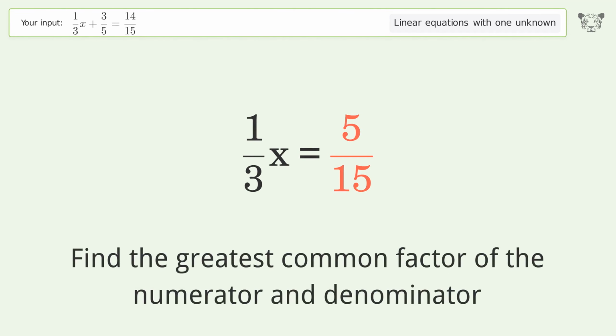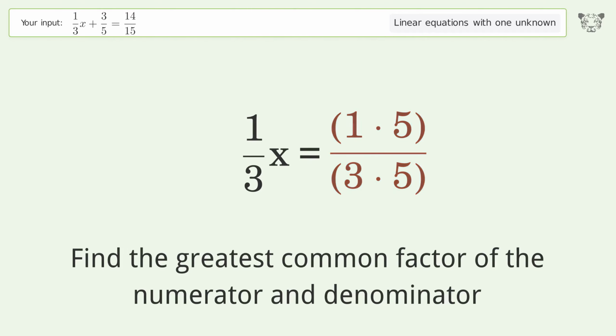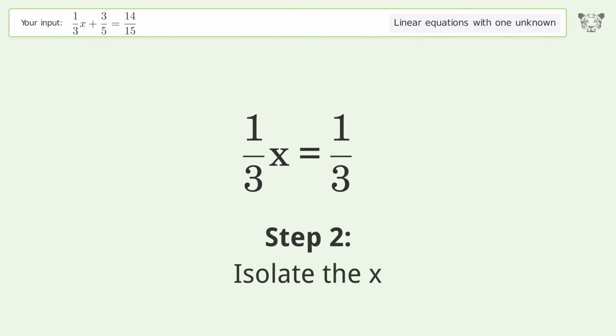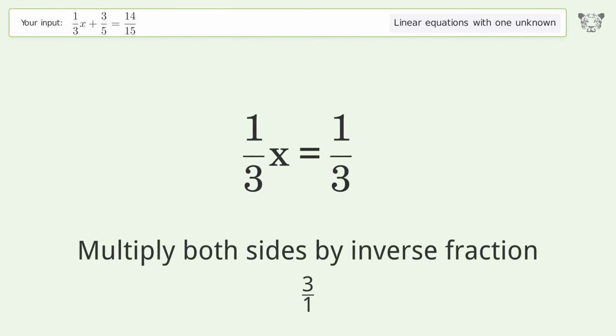Find the greatest common factor of the numerator and denominator. Factor out and cancel the greatest common factor. Isolate the x. Multiply both sides by inverse fraction 3/1.